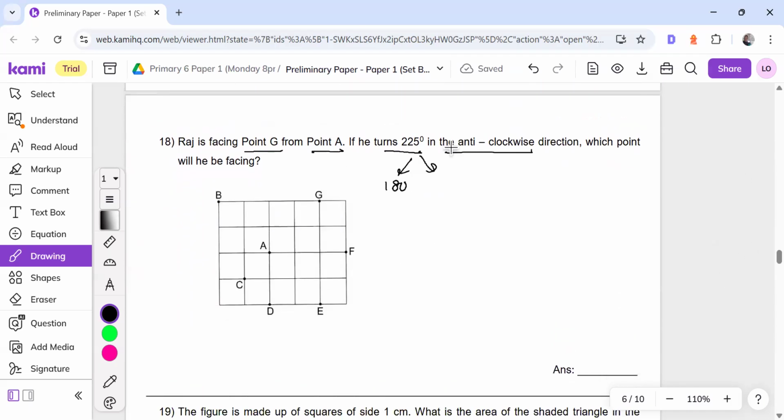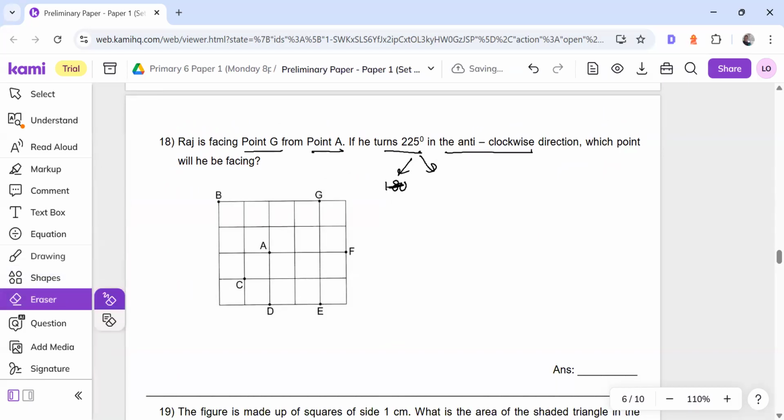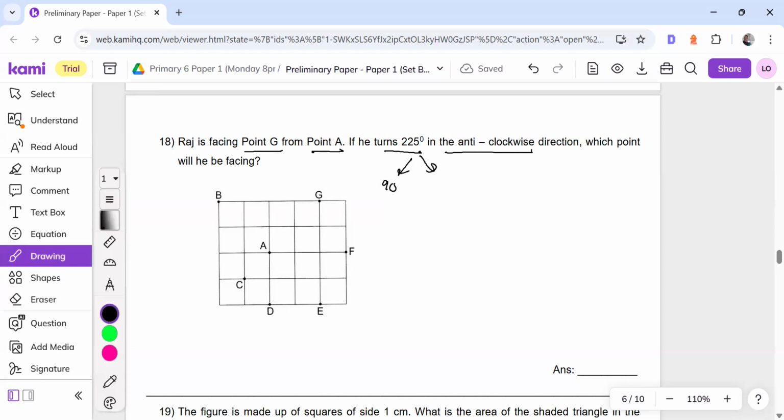Question 18. Now, 225 degrees, what do you do? You break it up into smaller numbers. You can break it up into 180, or into something even smaller: 90, 90, 45 degrees. Number one, anti-clockwise means going backwards. Number two, number three, how to get the answer? Put the compass into the boxes. So where is the compass? He is facing point G from point A, so he must be at point A. So put the compass inside. He is in the middle of the compass.